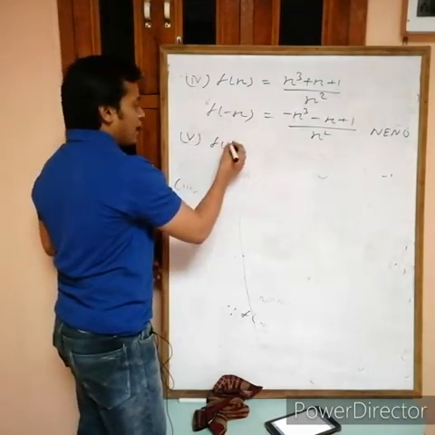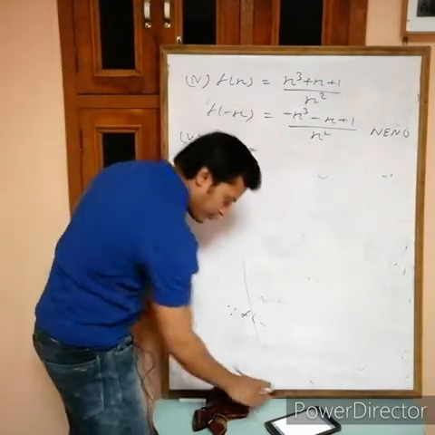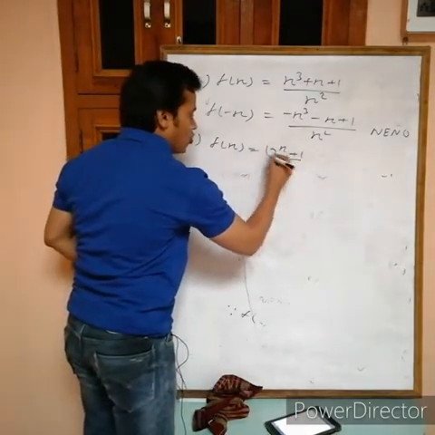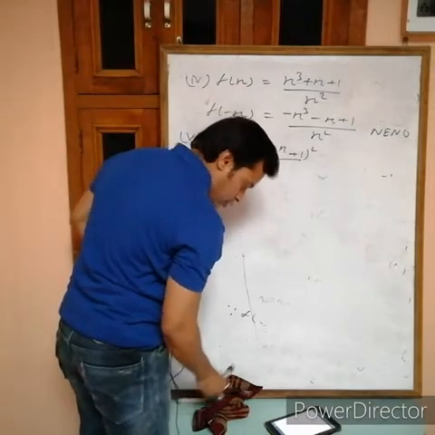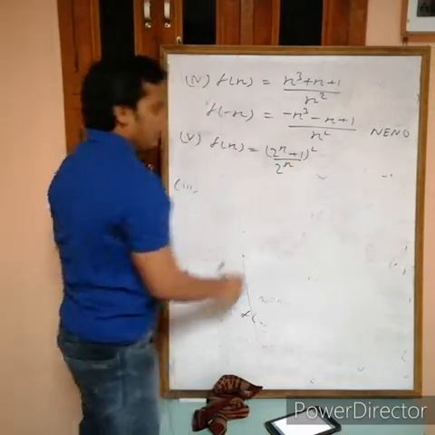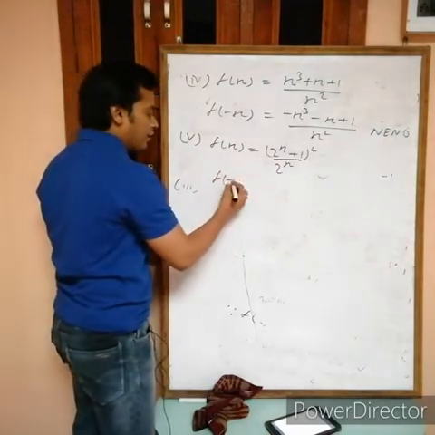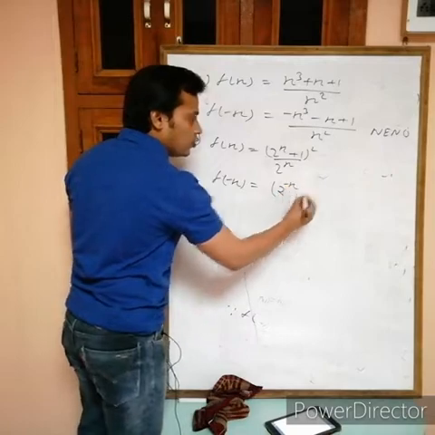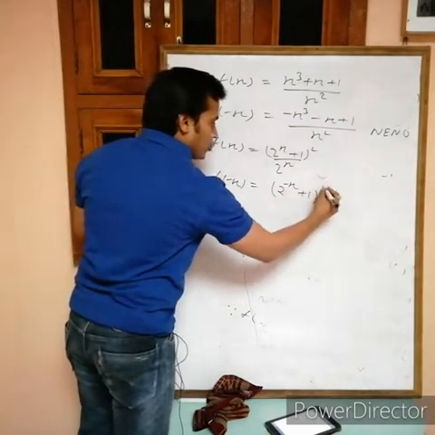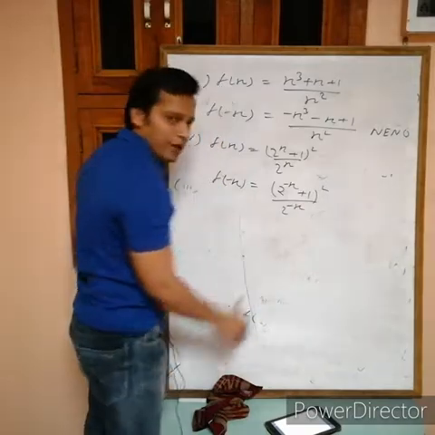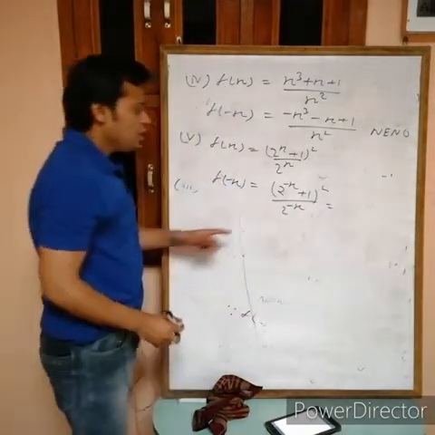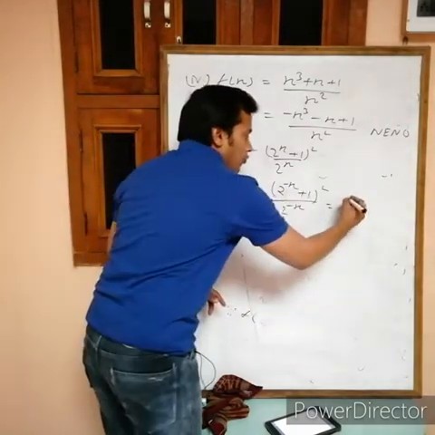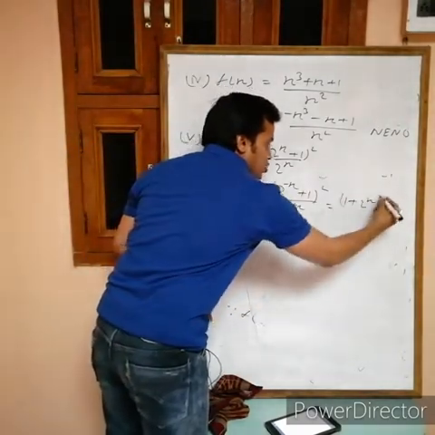Fifth one, f(x) is equal to (2 power x plus 1) whole square by 2 power x. Now check for this one. Again f(-x): if you replace x with minus x, (2 power minus x plus 1) whole square by 2 power minus x. Write this one as 1 by 2 power x. Take LCM, what will you get? (1 plus 2 power x) square.